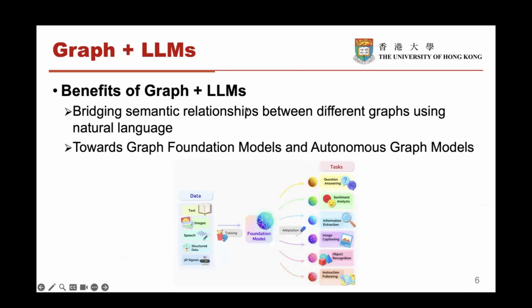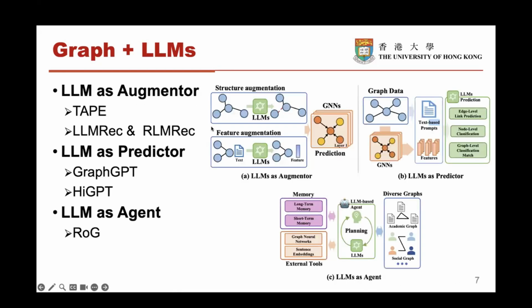So with the strong generalization of LLMs, combining graph learning with LLMs is a natural idea, and the benefits of graph plus LLMs mainly lie in two aspects. Firstly, LLMs can bridge semantic relationships between different graphs using natural language. Also, the success of graph plus LLMs can make graph foundation models and other automatic graph models possible, which means encoding all graphs in one model.